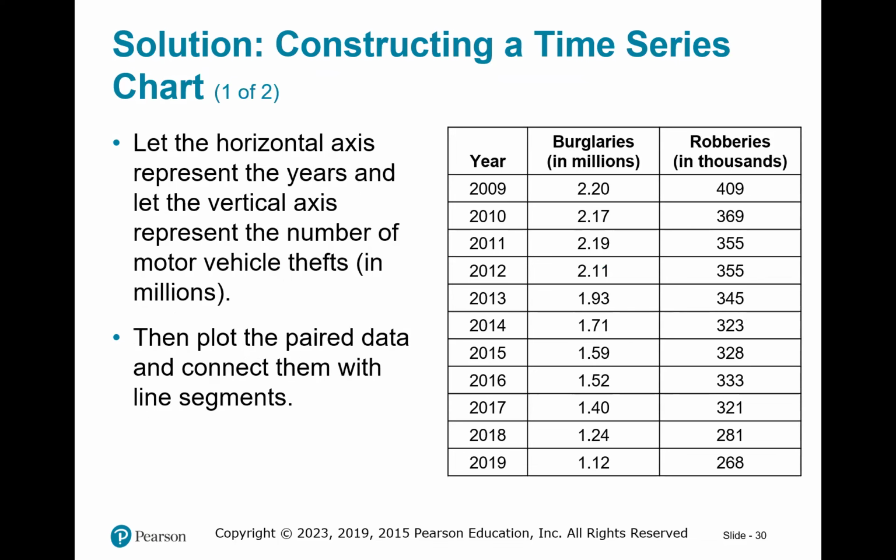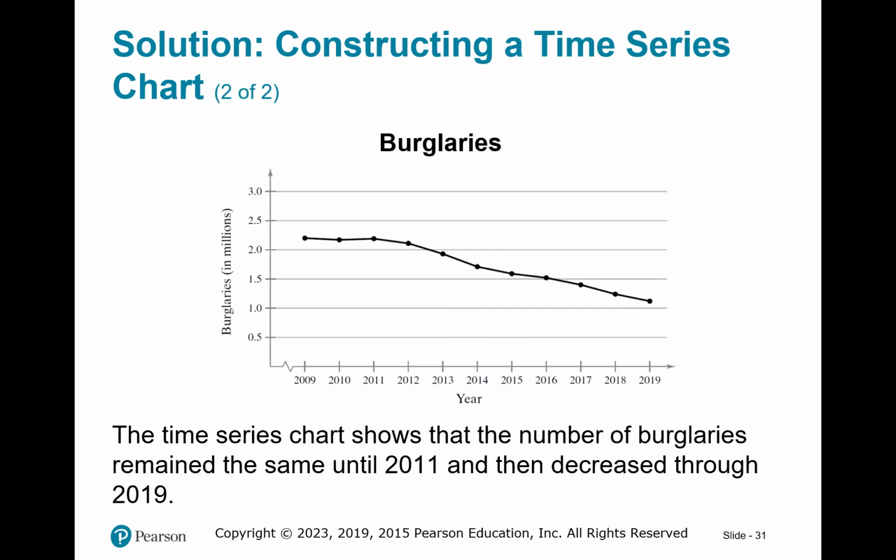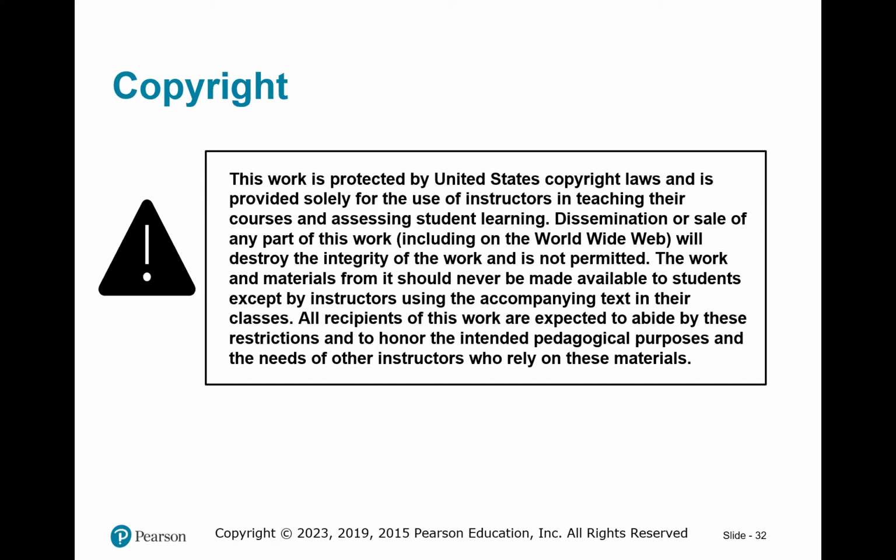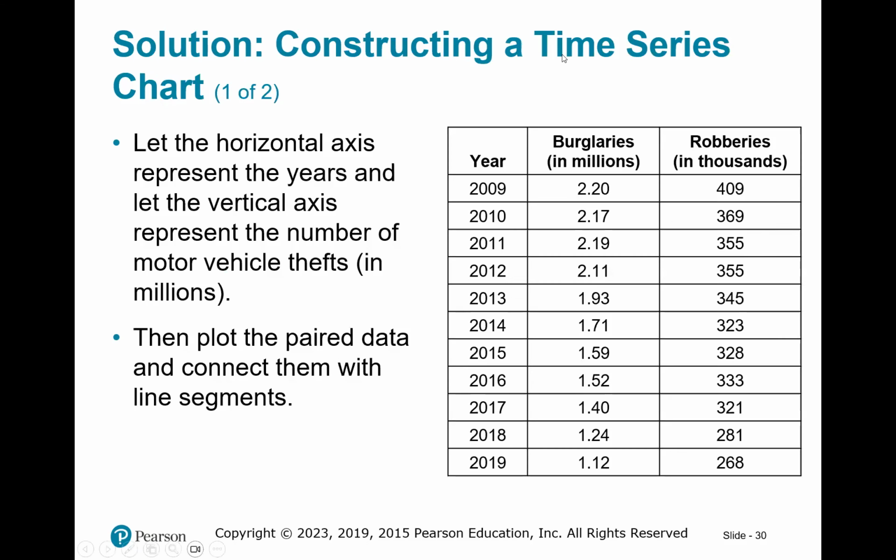And then to construct the time series chart here, we're going to make the horizontal axis represent the years, and we're going to let the vertical axis represent the number of vehicle thefts in minutes. Then we're going to plot the paired data and connect them with line segments. So this is the year, and this is the burglaries, and then we're connecting these dots. The time series chart shows the number of burglaries remained the same until 2011 and then decreased through 2019. And that's all we are going to do for section 2.2.